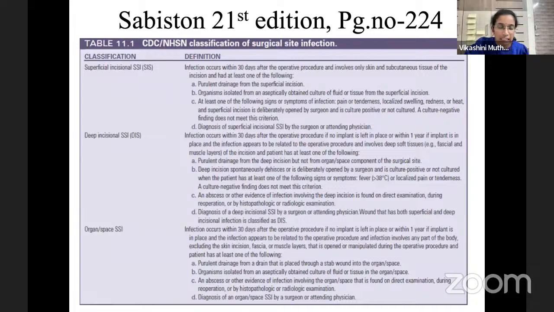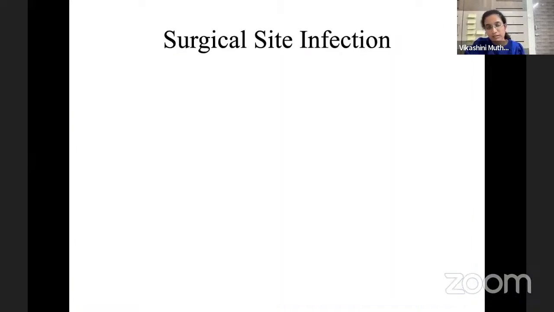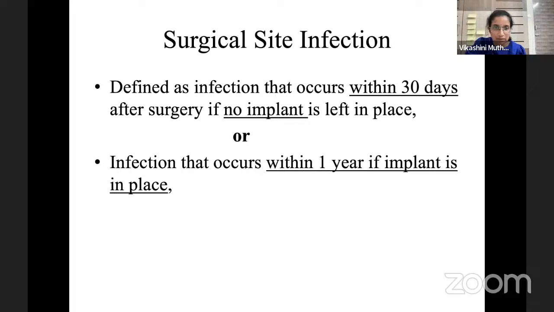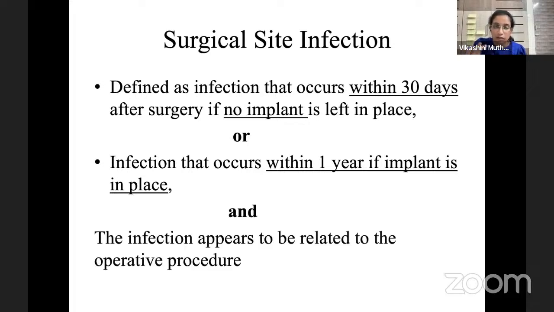So the Centers for Disease Control have given us the classification of surgical site infection, where there is a superficial incisional SSI or deep incisional SSI and organ space SSI. First, what's the definition for surgical site infection? It is defined as any infection that occurs within 30 days after surgery if no implant is left in place. But if an implant is left in place, then any infection that occurs within 1 year. And also, all this infection should be related to the operative procedure.